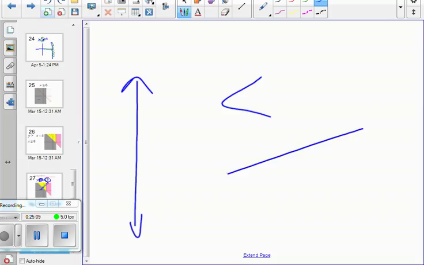All right, what if it's kind of a slanty line? Then it's above or below. Which one should it be? Below. All right, I think you get the idea.